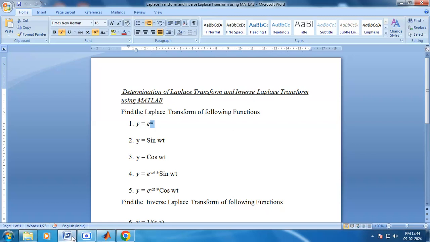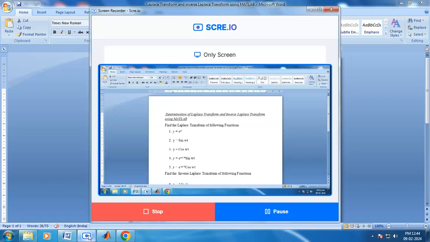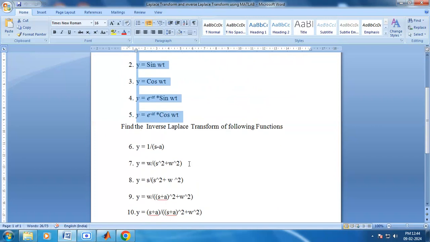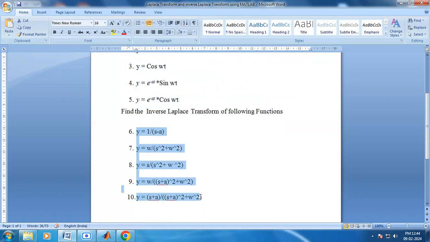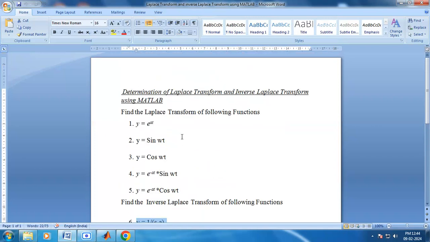So we are going to perform an experiment: determination of Laplace transform and inverse Laplace transform using Matlab. We have taken these 5 examples for Laplace transform and these 5 examples for inverse Laplace transform. Okay, so we are taking one by one.